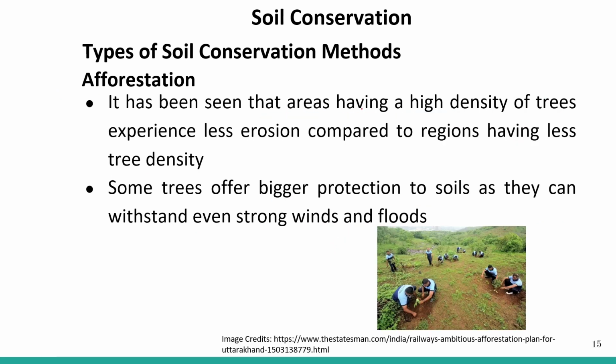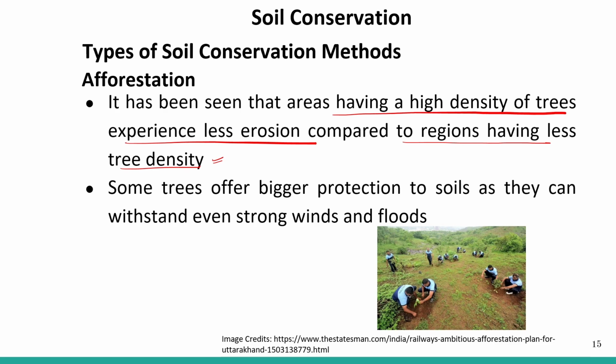It has been seen that areas having high densities of trees experience less erosion as compared to regions having less tree density. Very obvious. If we have a region with a lot of vegetation, a lot of trees, then you can see there is less or no soil erosion. If you compare that to a region having open land, there you will see a lot of erosion.